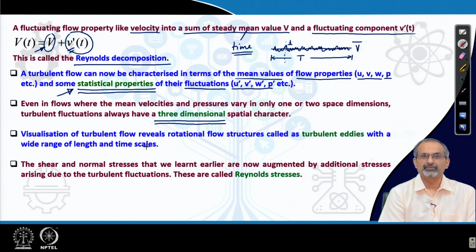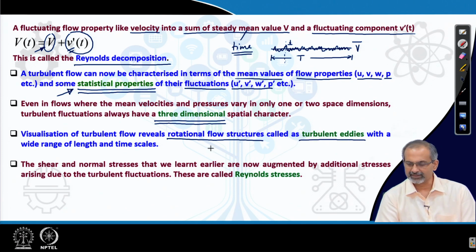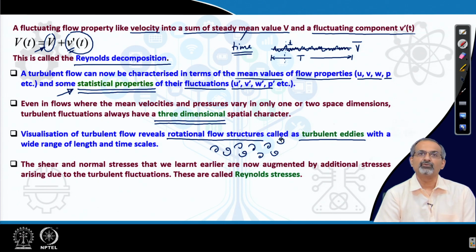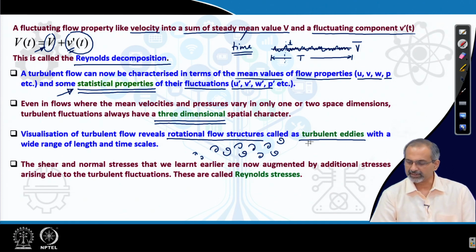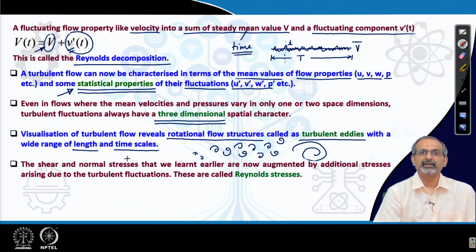Visualization of turbulent flow reveals rotational flow structures, which are called turbulent eddies. So, if you look closely into a turbulent flow, you will find that there are structures which tend to have rotationality, and some of these would be very small, so minuscule that they are very difficult to detect, again some may be extremely large. That means, that they are widely varying in terms of their lengths, also time scales, in the sense that how rapidly are they evolving.